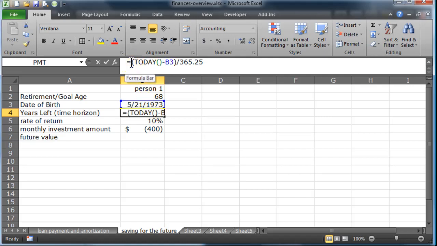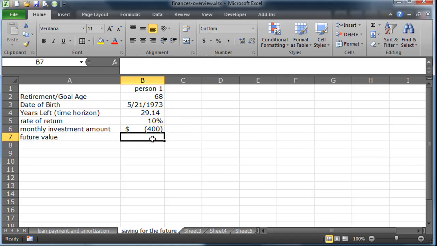So for years left, I'm going to click on the cell that has my retirement goal age. So notice I'm modifying a formula. And I'll do a subtract. And I'll put all this in parentheses. There we go. That's a little bit better. So since my goal age is 68 and my date of birth is 5/21/73, my years left is 29.14. 29.14 is my time horizon.